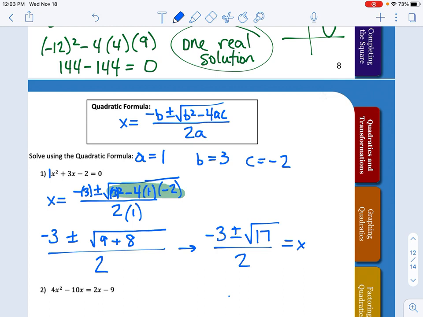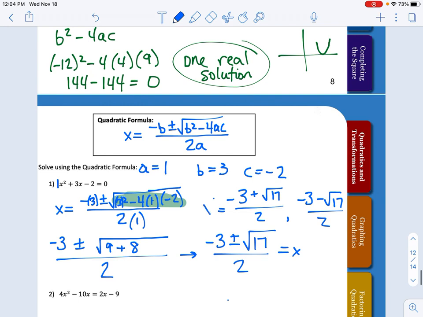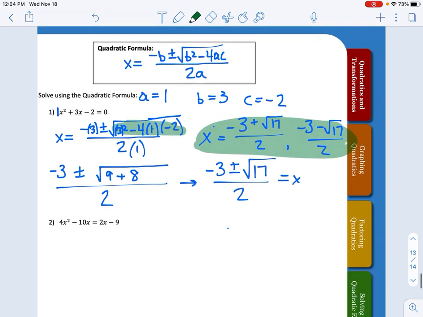You can either write it like this with the plus or minus symbol, or if you prefer to see it written out, negative 3 plus root 17 over 2 and negative 3 minus root 17 over 2. That is the same thing, okay? So those are your two solutions. Notice the answer to our discriminant was a positive 17, so we know there are two real solutions based on the discriminant.